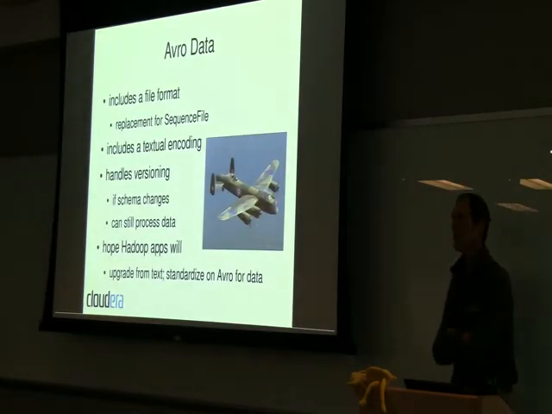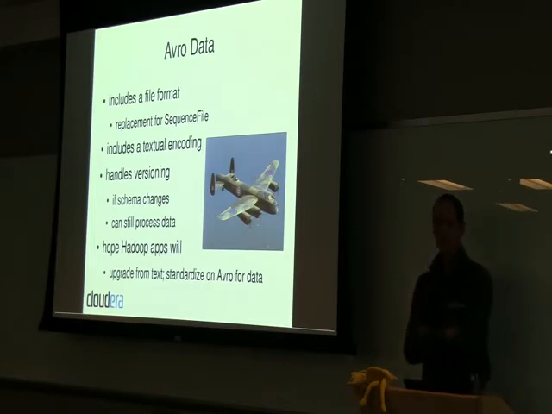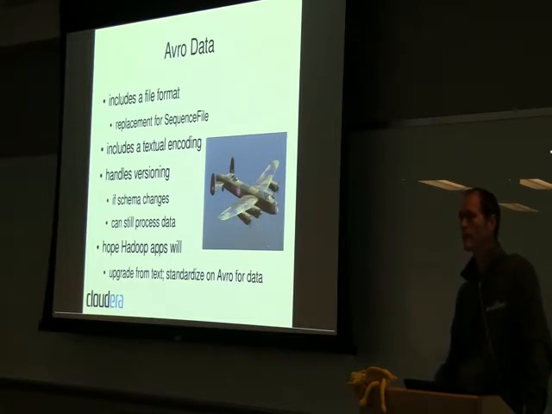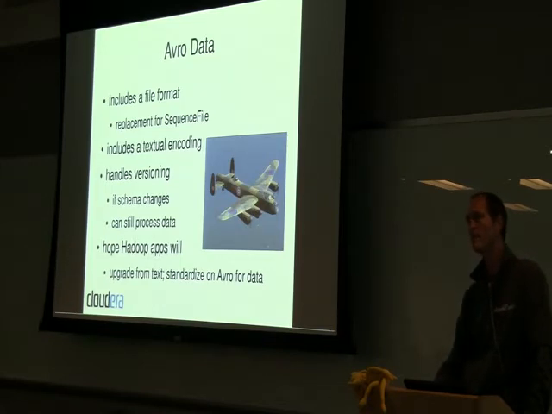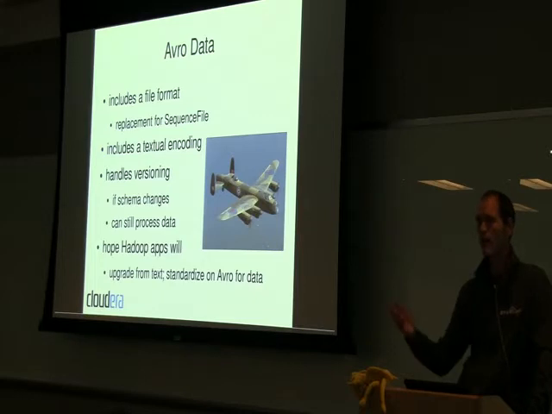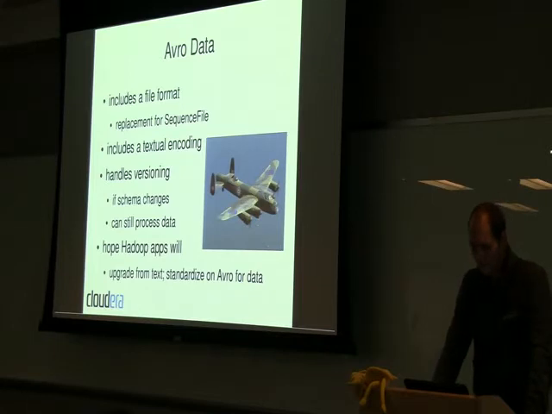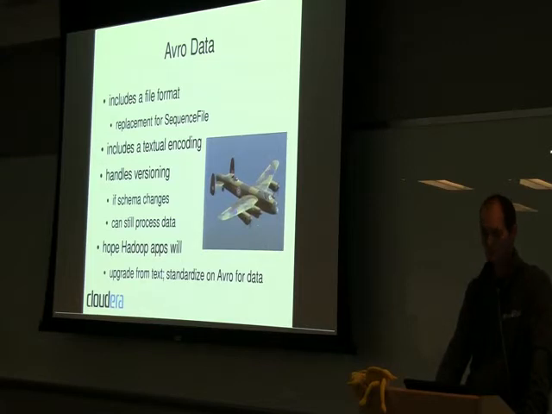There's a file format defined in Avro. It's roughly designed to be a replacement for a sequence file. There's also a text encoding defined, so you can take a file and put it out as plain text, so you can view it sort of for debugging. It prints it out as JSON. There's, as I mentioned earlier, the handling of versioning of the data. And we're generally hoping that folks will start to use this as a standard file format for data and replacing sequence file and text files.